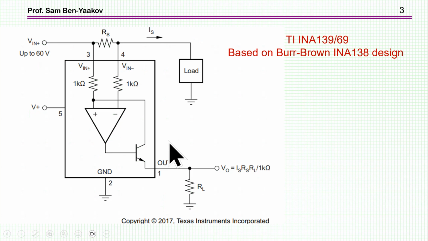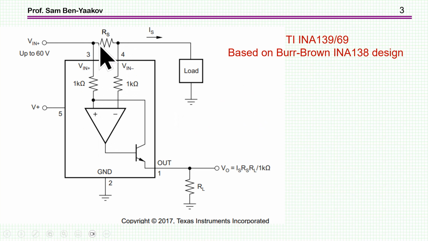The first one is a current sense amplifier. This is a unit by Texas Instruments, INA139 or 169. Originally, it was developed by Burr-Brown as INA138 many, many years ago, I think about 25 years ago. And then Burr-Brown was acquired by Texas Instruments, and the unit was changed a little bit and improved. It is a unit that is serving as a current sensor.